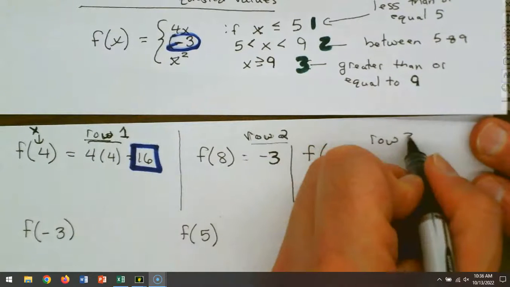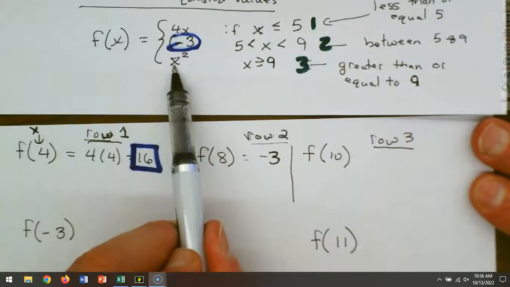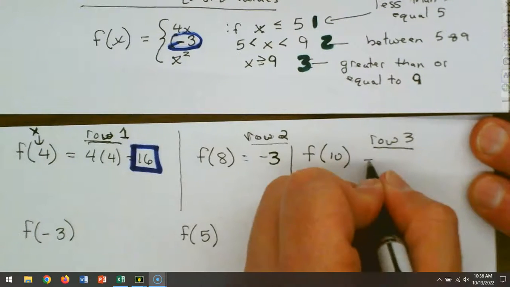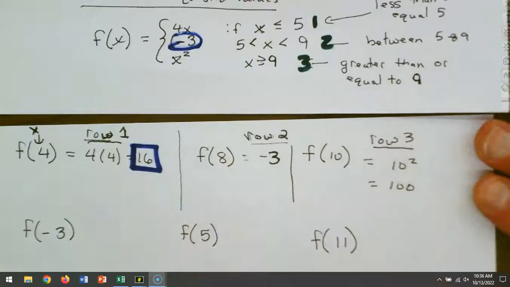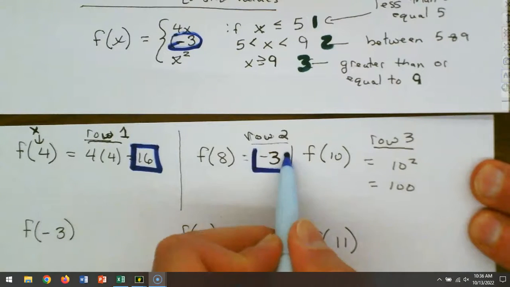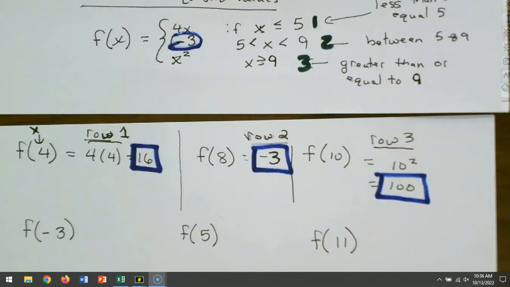Third row, row 3. And what do we do with it? It's x squared, so what are we going to do? Take the 10 and we square it, and that gives you out now what? 100. What about the next one?